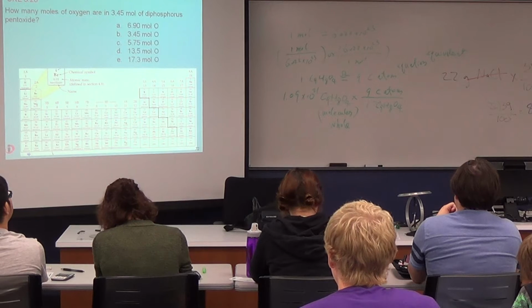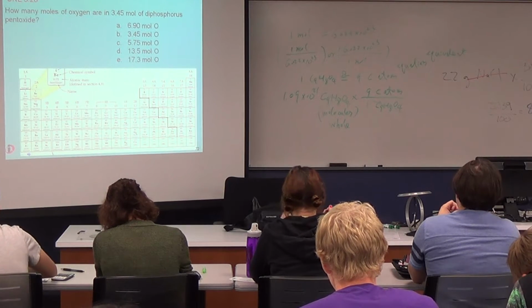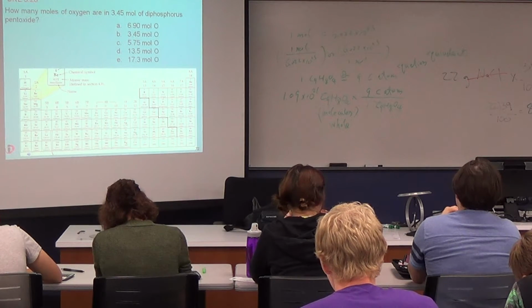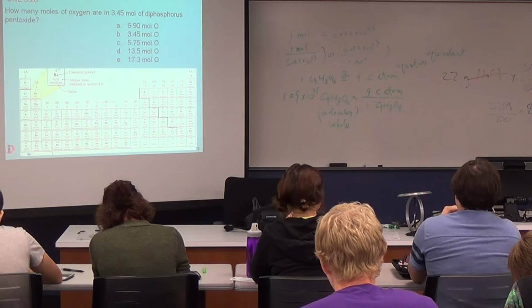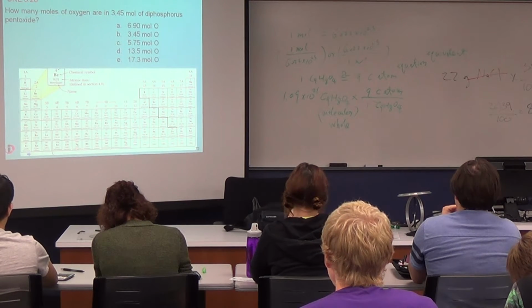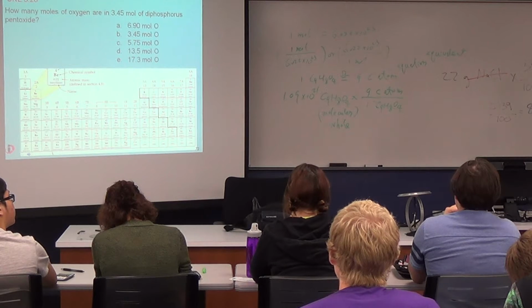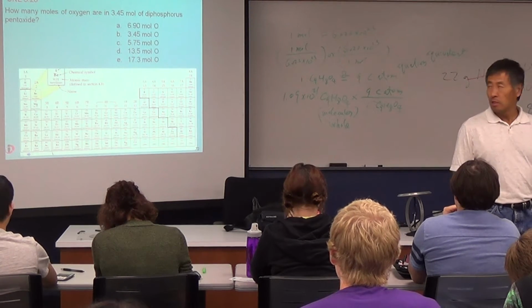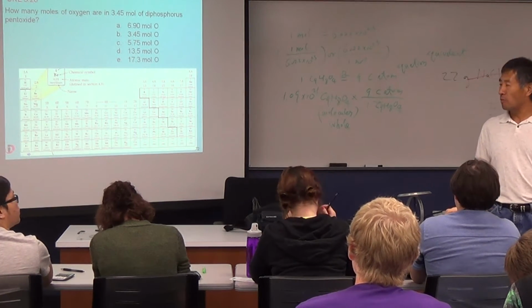If you know it's P2O5, right? And you can write for every 1 P2O5, how many P do we have? 2P, right? How many O do we have? 5O. Now the question is you want to calculate how much what?